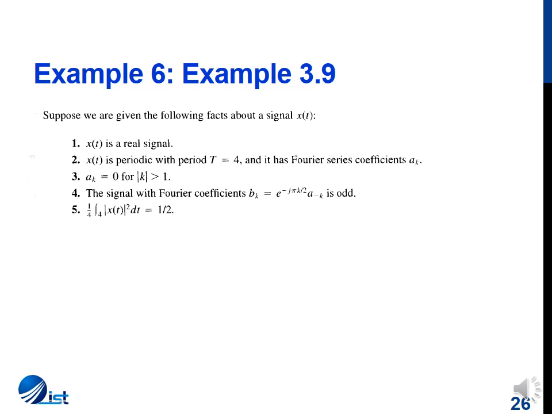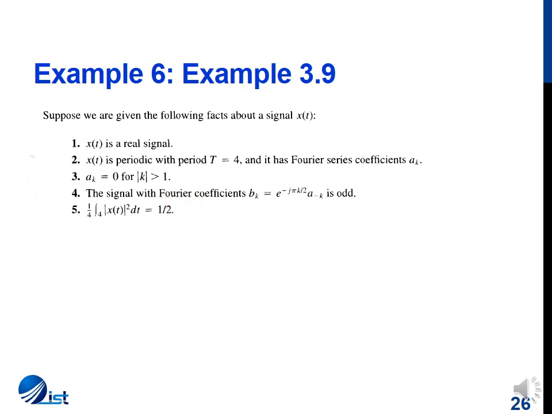So we are given that x of t is a real signal, which means that the symmetry properties might be used here. Then x of t is periodic with period T equal to 4, and it has Fourier series coefficients a of k. Okay, we'll see how it helps us. A of k is 0 for magnitude of k greater than 1. This means that we have just 3 coefficients, a1, a0, and a minus 1.